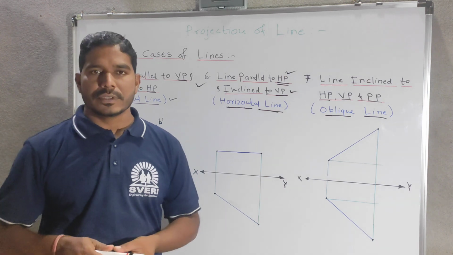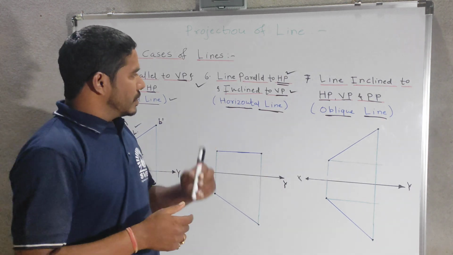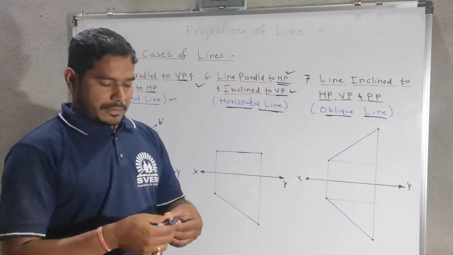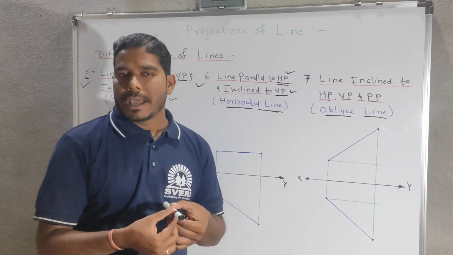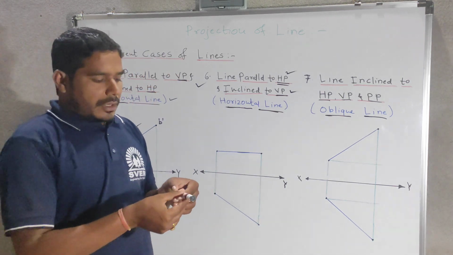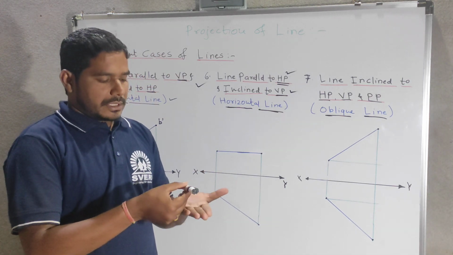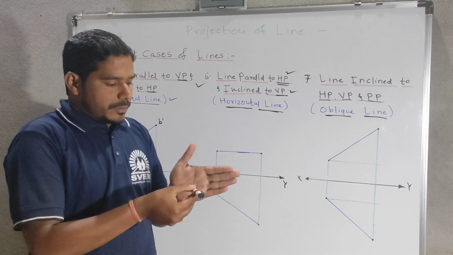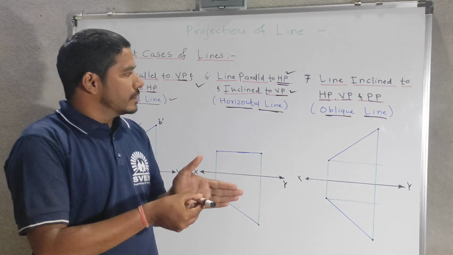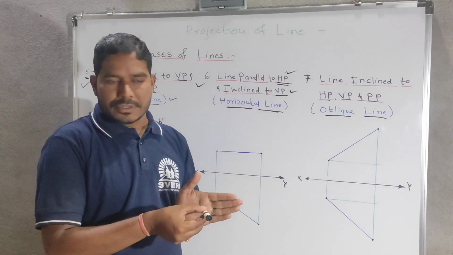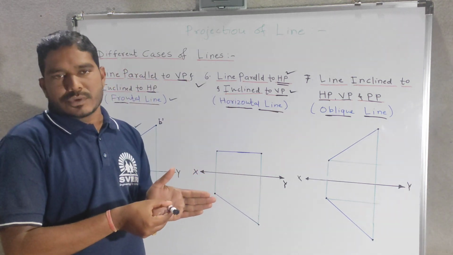Now this line is parallel to HP, so it should be in this way, and it should remain parallel to the HP. Now we can take it like this. This is the line parallel to the HP, and if you see, it is making some angle with respect to the VP, as it is inclined to VP. So this is the position of this horizontal line.